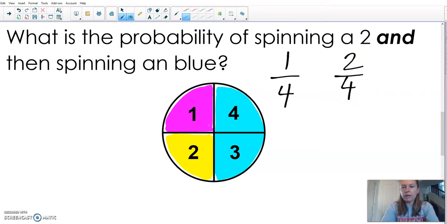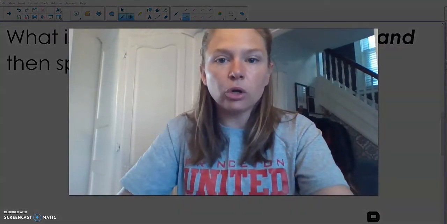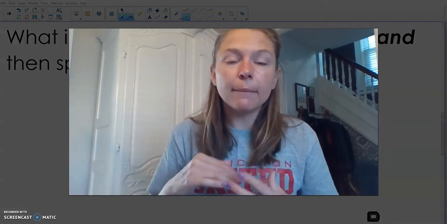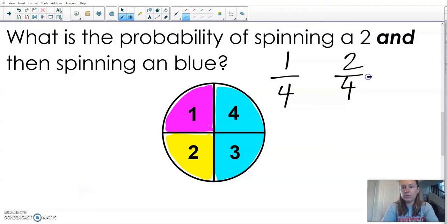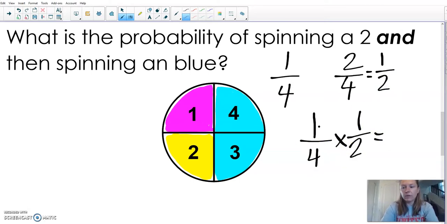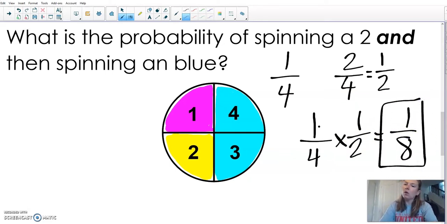So we're going to multiply these. I like to reduce first. If you reduce first, you're going to have smaller numbers to multiply. It makes it much, much, much easier. So let's reduce 2/4 again to 1/2, because 2 divided by 2 is 1. 4 divided by 2 is 2. So we're going to do 1/4 times 1/2. That is 1/8.